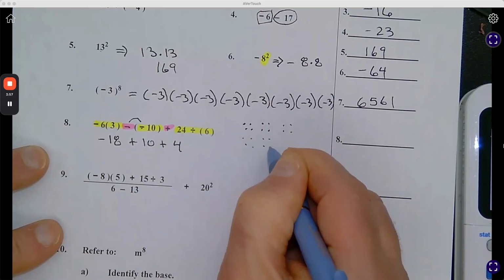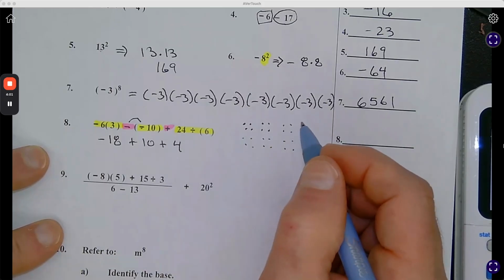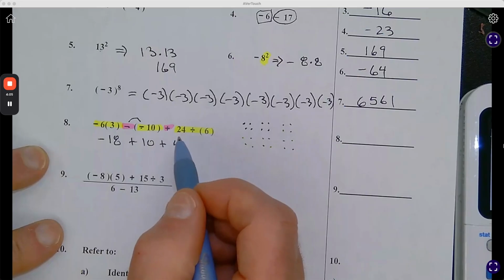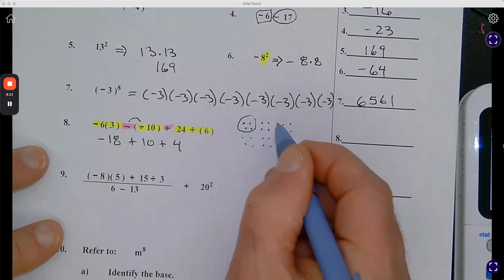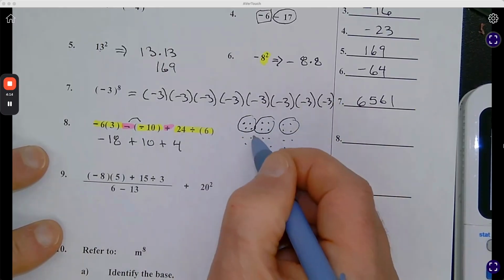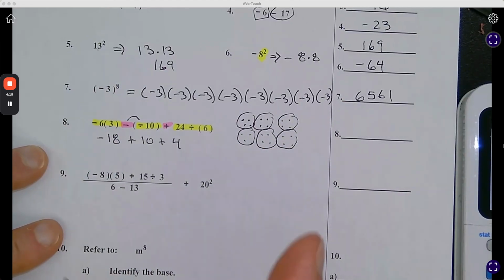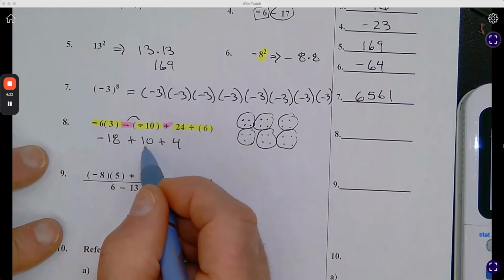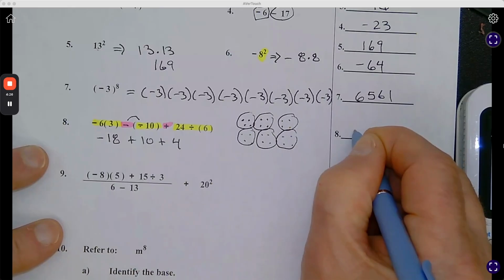So let me say that again. You got 24 M&Ms and you want 6 groups, right? That's what I said. So how many per group? 4 per group, right? It's an even distribution. That's what division is, an even distribution. All right. Now I'm just going to combine all these by adding them up. Negative 18 plus 10 is negative 8. Negative 8 plus 4 is negative 4.